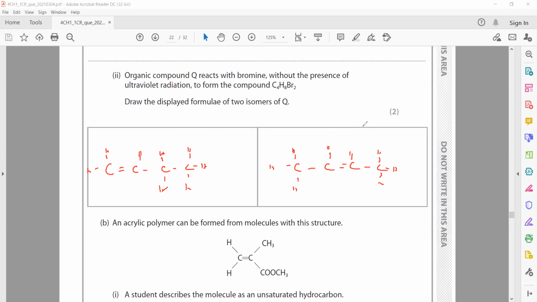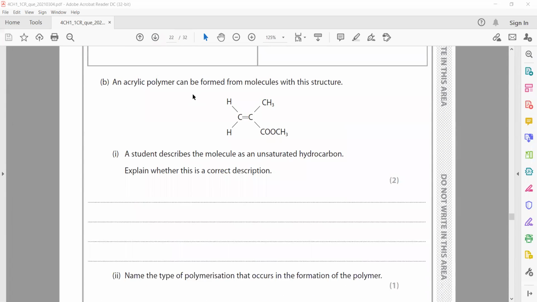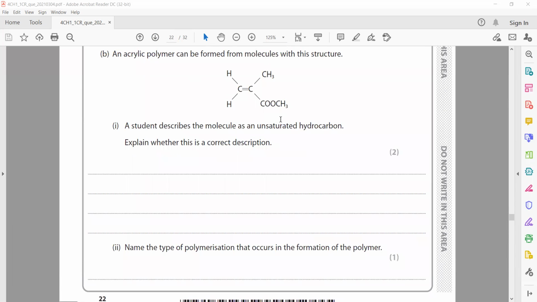Then acrylic polymer can be formed from a molecule with this structure. A student described the molecule as unsaturated. Explain whether this is a correct description. So the term unsaturated means the compound contains a carbon-carbon double bond, but the student suggests that it is an unsaturated hydrocarbon.